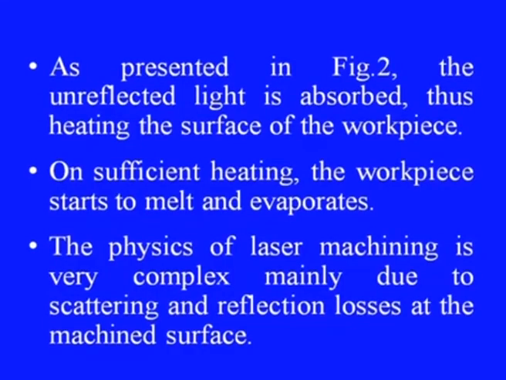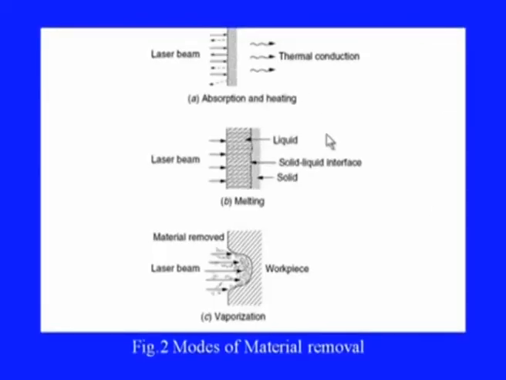As presented in the next figure, the unreflected light is absorbed by the material, thus heating of the workpiece surface takes place. On sufficient heating, the workpiece starts to melt and evaporate. The physics of laser machining is very complex, mainly due to the scattering and reflection losses at the machined surface. So, this is being shown in this particular figure. This is the laser beam, this is the workpiece surface.